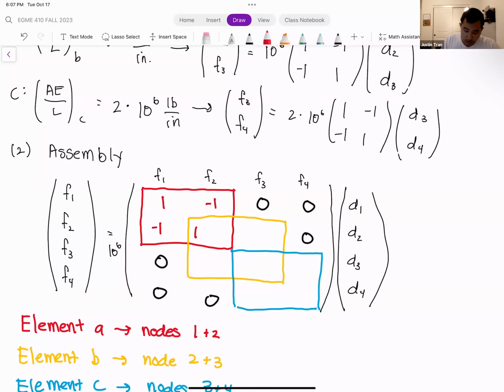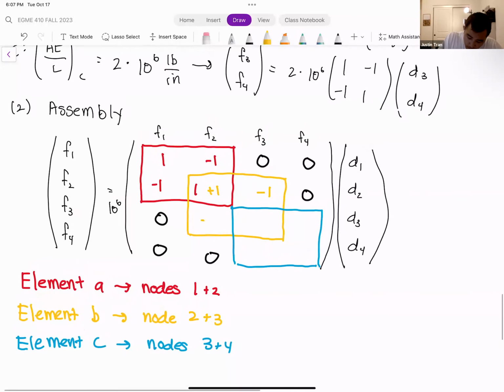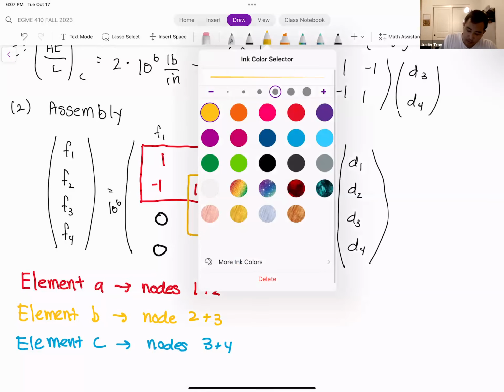Okay. So that is element A. I put all ones there because, again, I factored out the 10 to the sixth out in front. Now we're going to do element B. And remember, whenever you have boxes overlapping, you're just going to simply add those entries together. And so we have a positive 1 on the top left, -1, -1, and then a positive 1 on the bottom here.